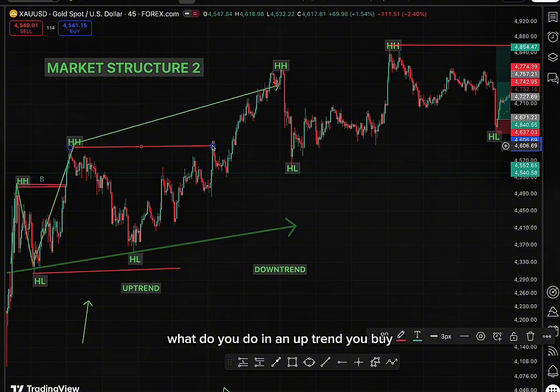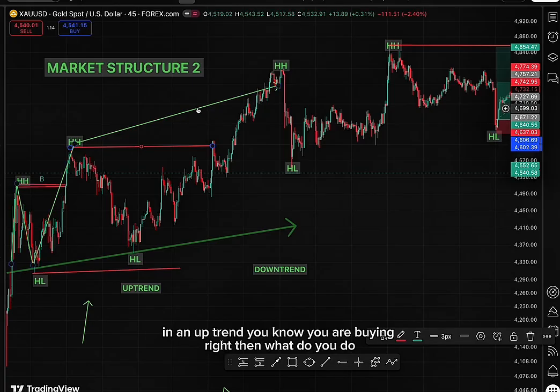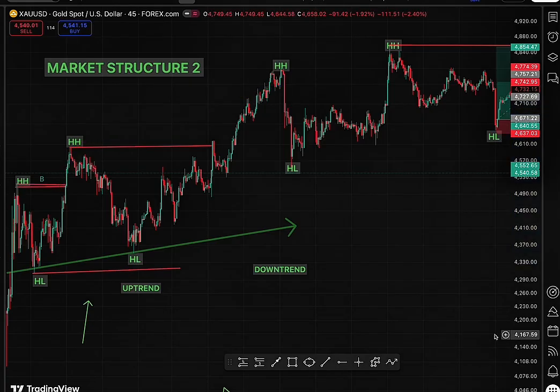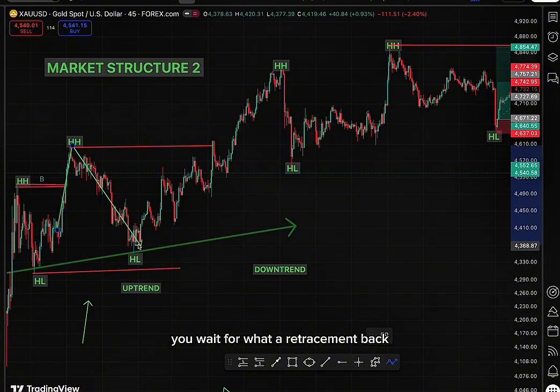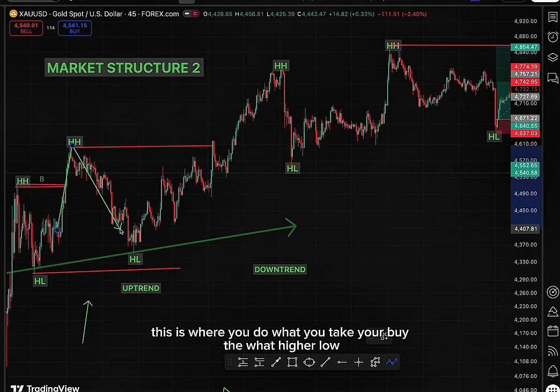What do you do in an uptrend? You buy. What's the law of the market? Buy when it is low. Sell when it is high. In an uptrend, you know you are buying, right? Then what do you do? After giving us a new higher high, you wait for a retracement back. This is where you take your buy, the higher low.